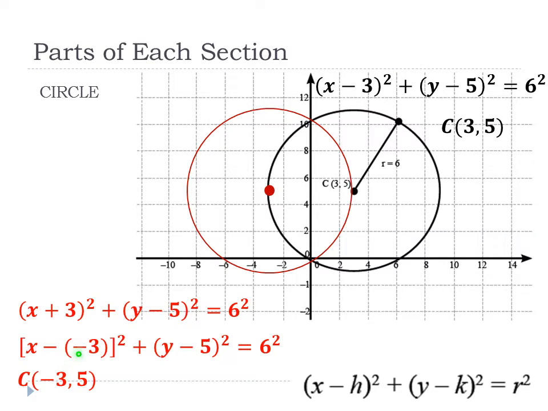So this minus 3 goes here, okay? So your center will now be at minus 3 comma 5, positive 5. The radius, as you can see, is still 6, okay? So it will be just like this one, but in this case, it's shifted because your center is now different, okay?